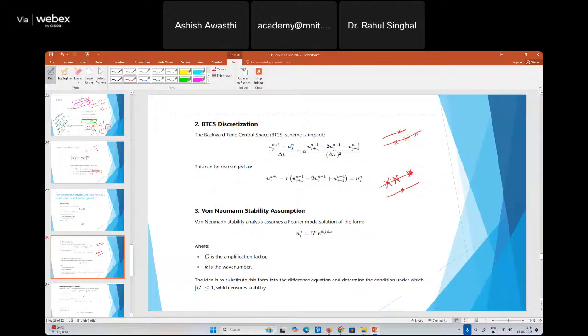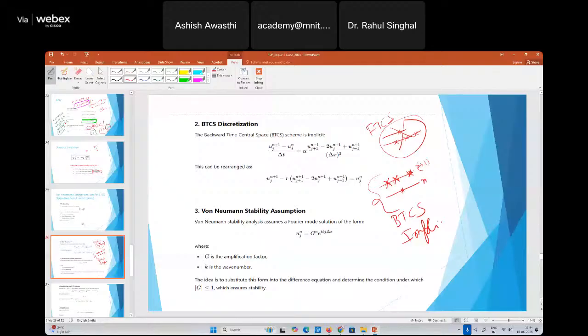So that is why BTCS is known as the implicit scheme. This is the n time level, and this is n plus 1. So this is the BTCS, and this is an implicit scheme, otherwise it would be explicit. Yes, this one is implicit.